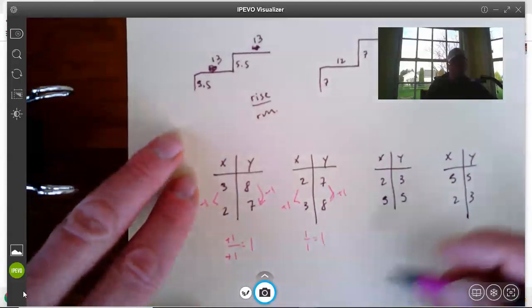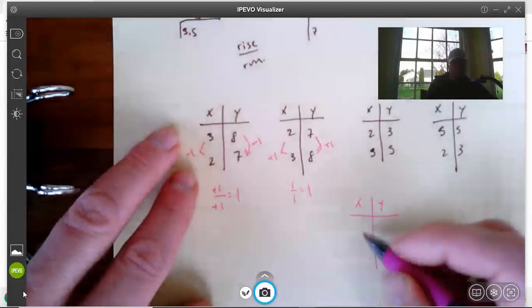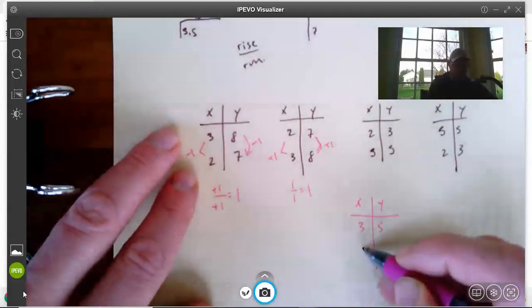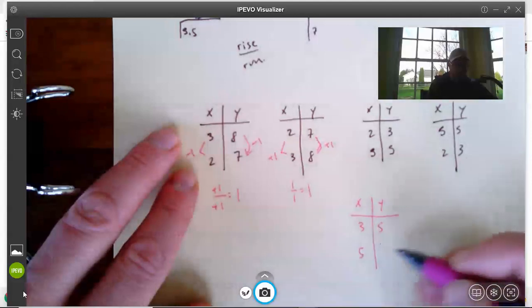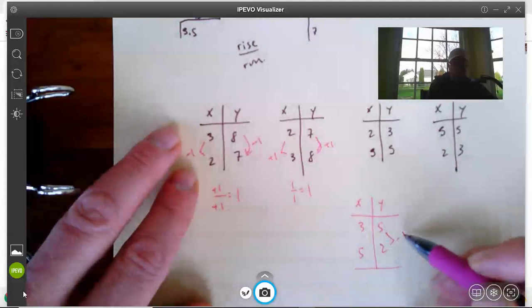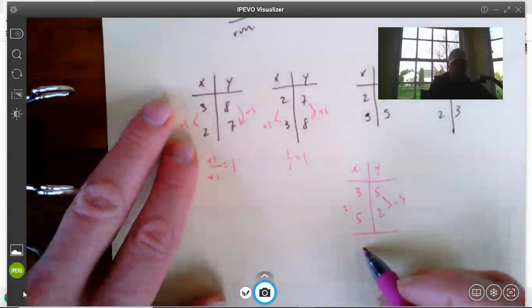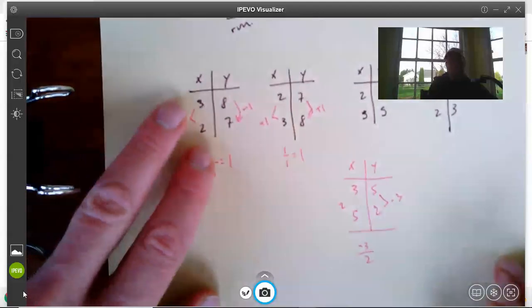Another thing to keep in mind, if I had another example here, like x, y, 3, 5, and 5, 2. Okay? So here, 2 minus 5 is negative 3, 5 minus 3 is 2, and our slope is negative 3 over 2.